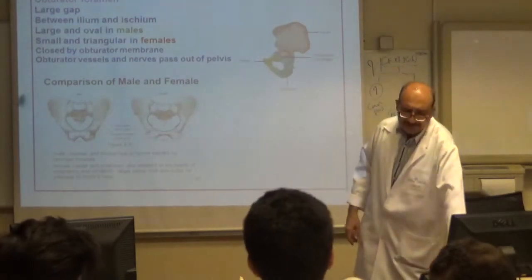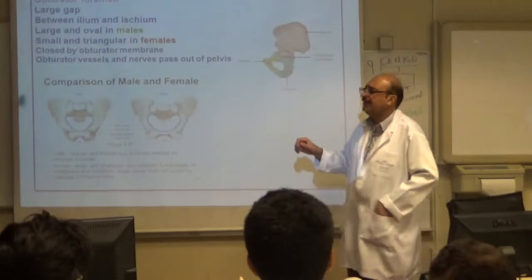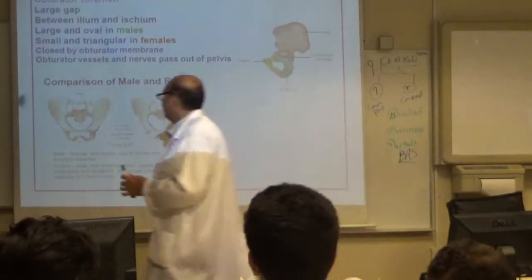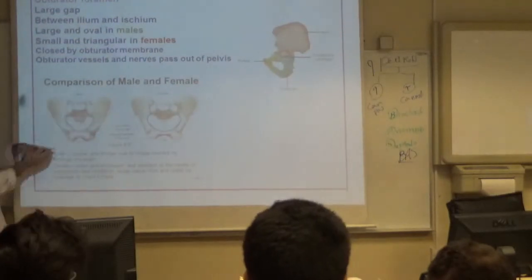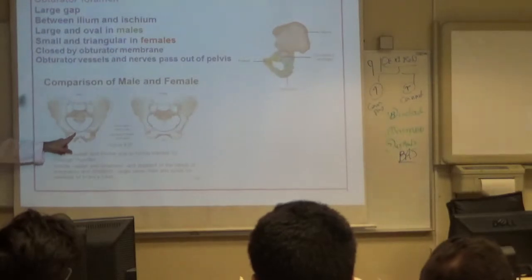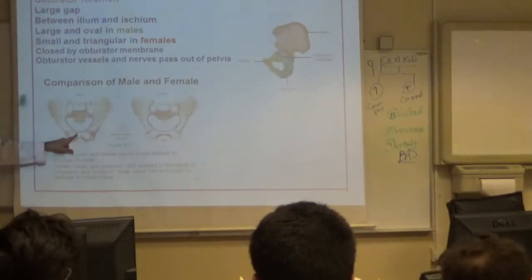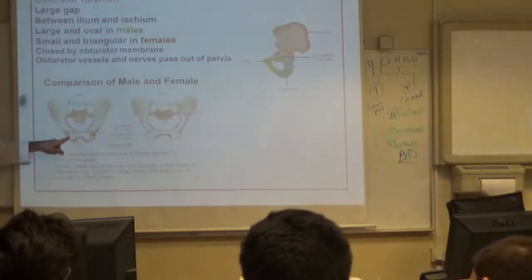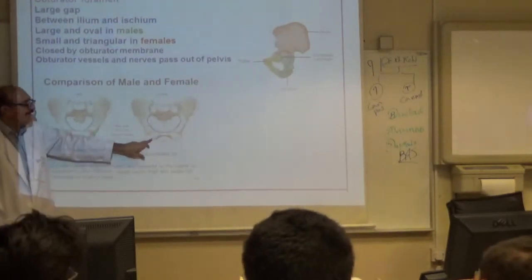Now, this is a large gap. It has very significant forensic importance. Here are two pelves, one from a male, one from a female. Try to appreciate this foramen, the obturator foramen. It is large and oval in males, and it looks more triangular in females.